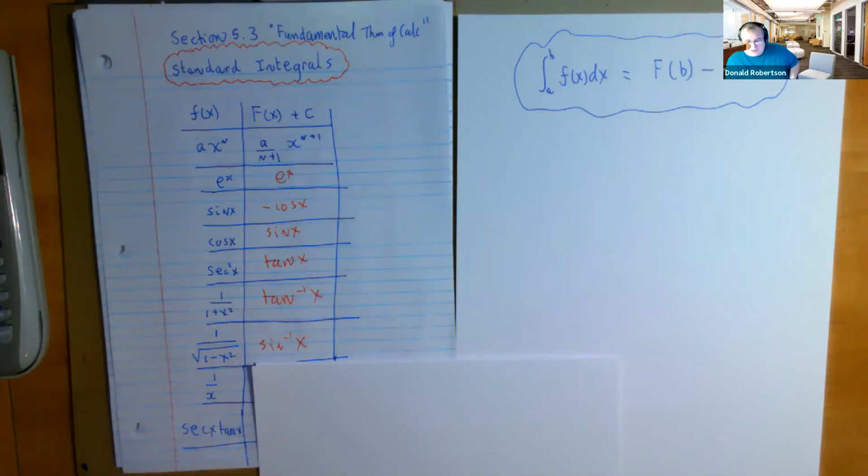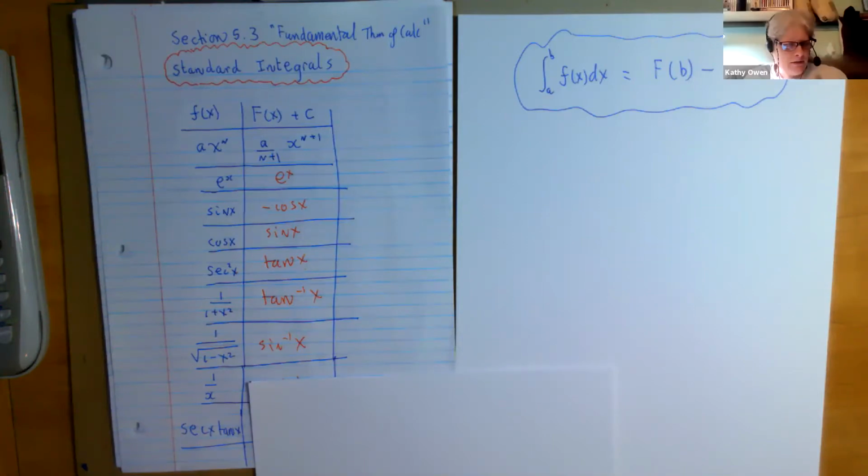1 over 1 minus x squared. Inverse sine. One over x. You'll have to hit the spacebar. Well, I'm assuming you will. 1 over x. Natural log of x. Correct.